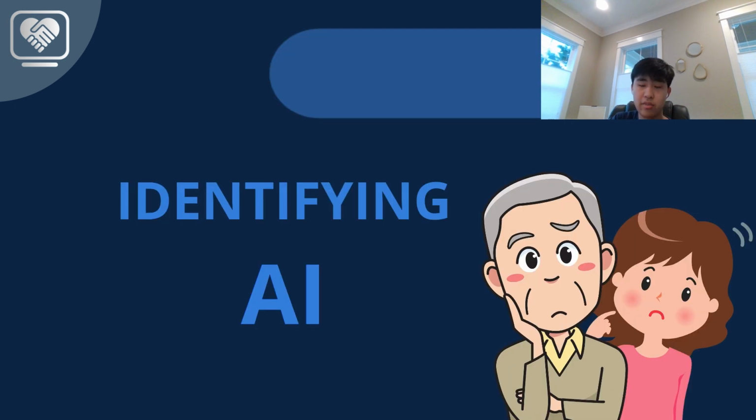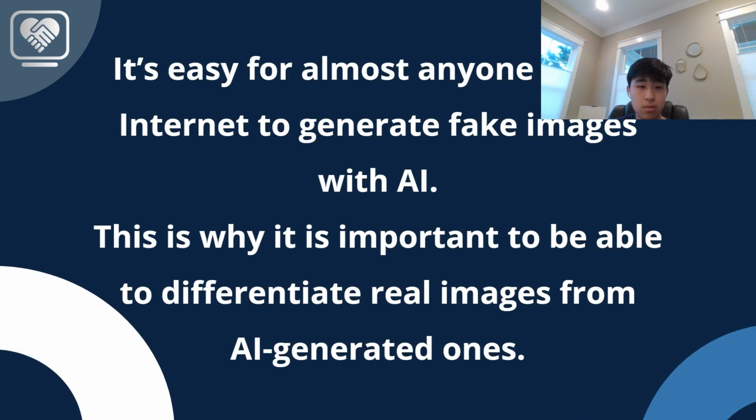So for the next part of our presentation, I'll be discussing identifying AI. It's easy for almost anyone on the internet to generate fake images with AI, and not even just images, but also videos and voice recordings. So this is why it's important to be able to differentiate real images from AI generated ones.